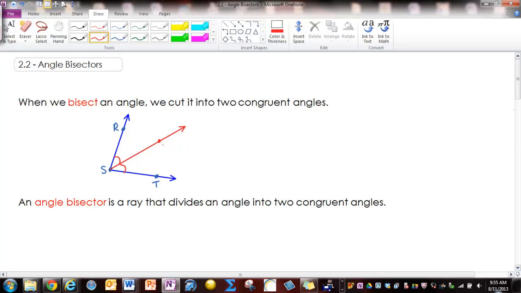And I also need a point, let's call it P, on that ray. So we constructed an angle bisector, which is a ray that divides the angle into two congruent angles. And that angle bisector is ray SP.